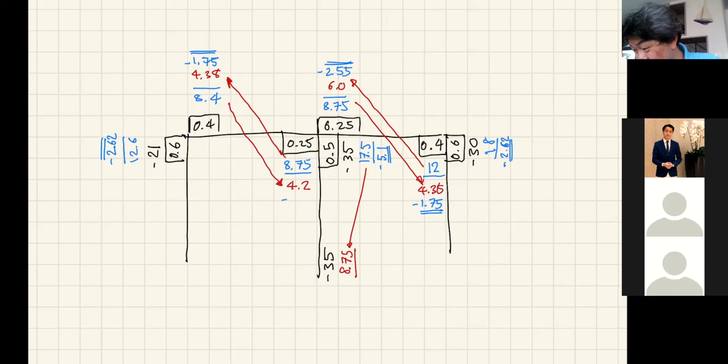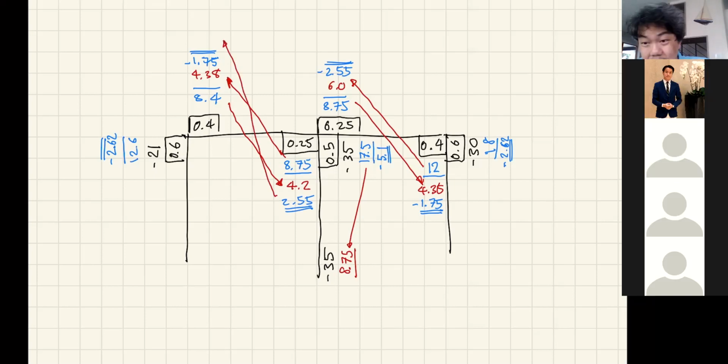And then another 2.55. Okay, and one more round. You can go one more round. 2.55 goes back up. Is that 2.55? Yes, 2.55. I said 35, you said 25. Sorry, my tongue is tired a little bit. Yes, it's 2.55, and then minus 1.75 is coming back here.